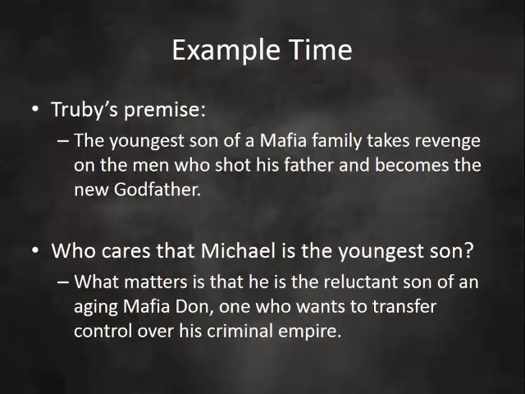Let's look at Truby's premise for The Godfather. The youngest son of a mafia family takes revenge on the men who shot his father and becomes the new Godfather. Who cares that Michael is the youngest son? What matters is that Michael Corleone is the reluctant son of an aging mafia don, one who wants to transfer control over his criminal empire. In the case of Truby's example, I'd argue that simply replacing youngest with reluctant is a big improvement. Not only does Michael Corleone have external opposition from other mafia crime families, he's also internally conflicted.